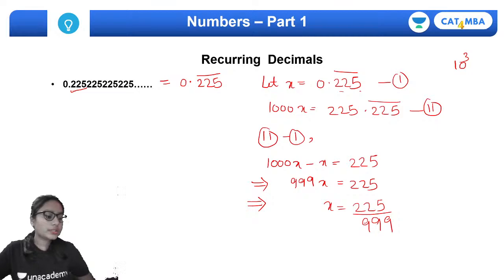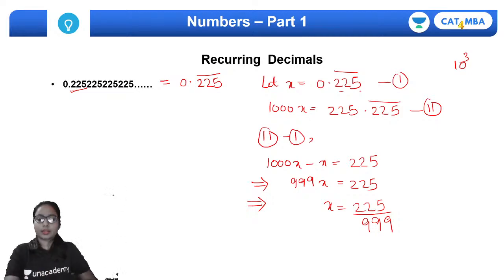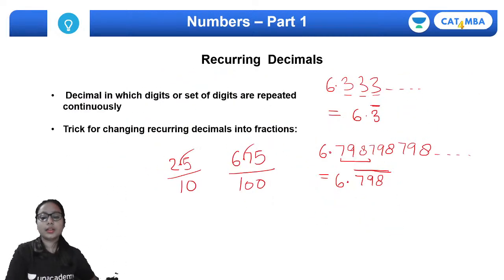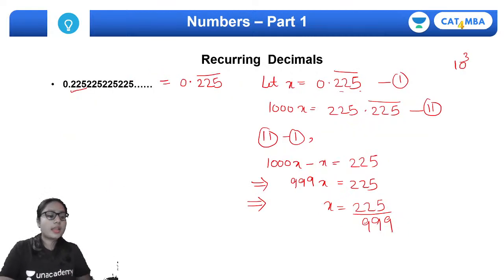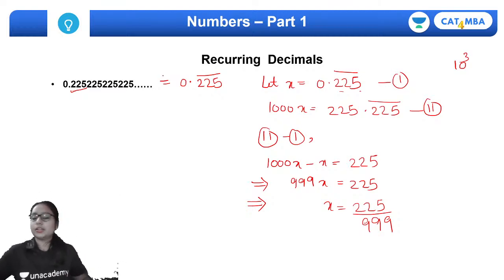Okay, so do you see a pattern here? Yes. So when one digit was getting repeated, we got 9 as the denominator. When 2 digits are getting repeated, we got 99 as the denominator. When 3 digits are getting repeated, we got 999 as the denominator. Okay. So do you see a pattern here? I am sure that you are going to see this pattern definitely now.